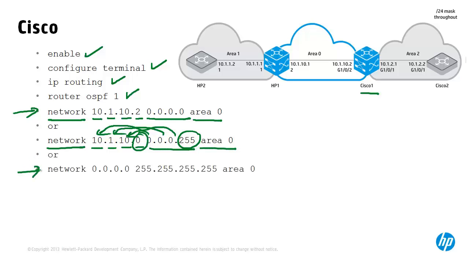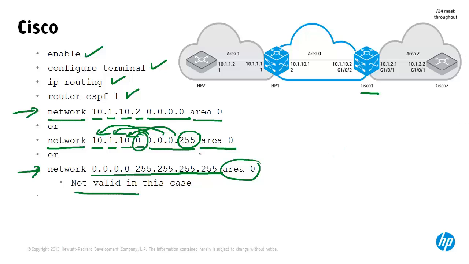OSPF can also be enabled on all interfaces by using this format. This is not valid in this example because we don't want all interfaces to be in area 0. This interface needs to be in area 2. So this command is not used in this example.